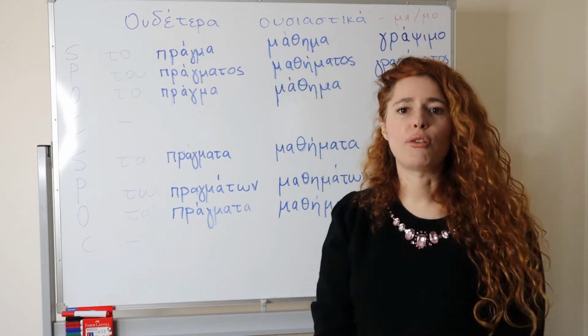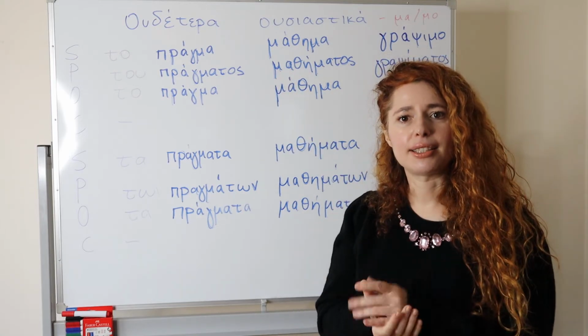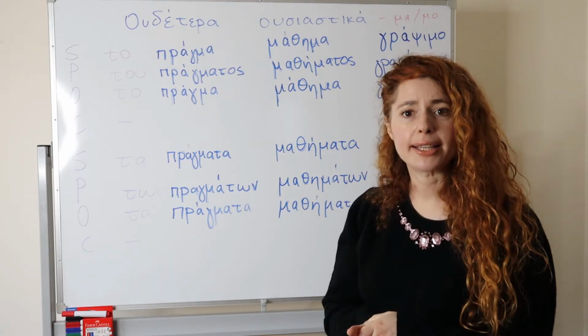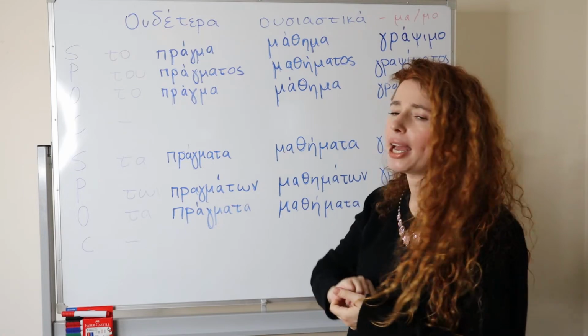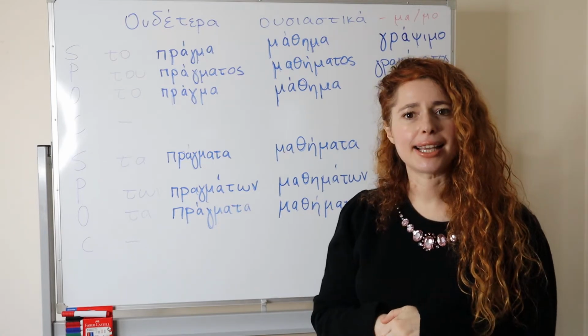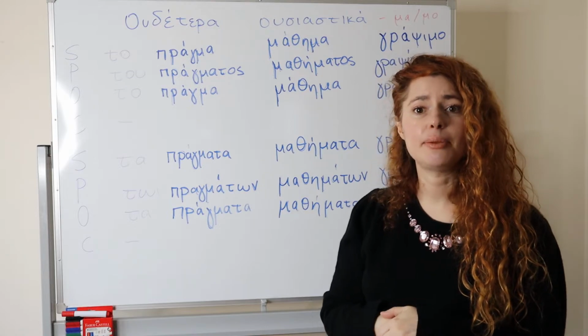Του πράγματος, of the thing. Η συσκευασία του πράγματος είναι βρεγμένη. The packaging of the thing is wet. Το πράγμα as an object. Βλέπω το πράγμα κάτω από το τραπέζι. I see the thing under the table.